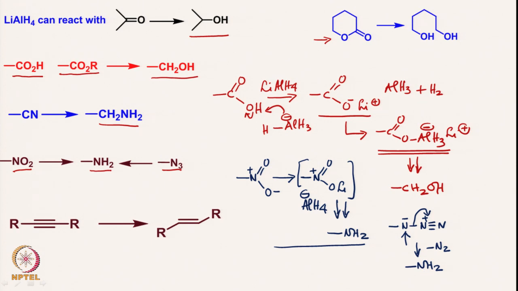And then you have the acetylene, and that forms the corresponding trans olefin here, which is very simple, and we will discuss this a little bit later. So these are the variety of things which can be looked at from the reduction point of view using lithium aluminum hydride. At the same time, lithium aluminum hydride allows reduction of epoxides.